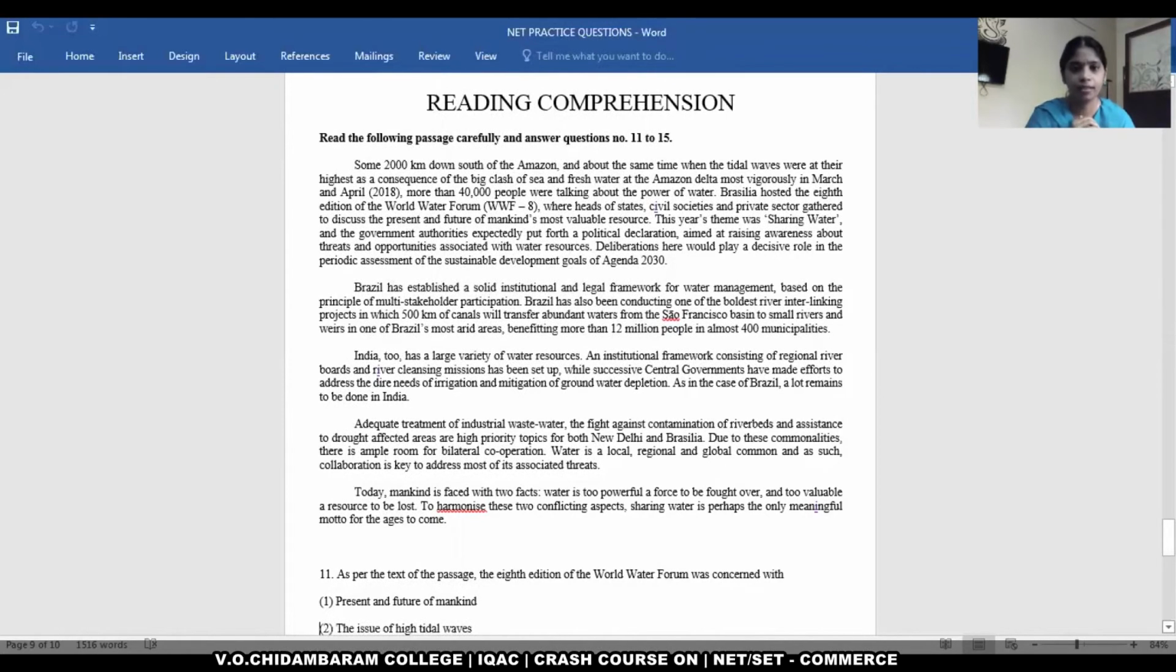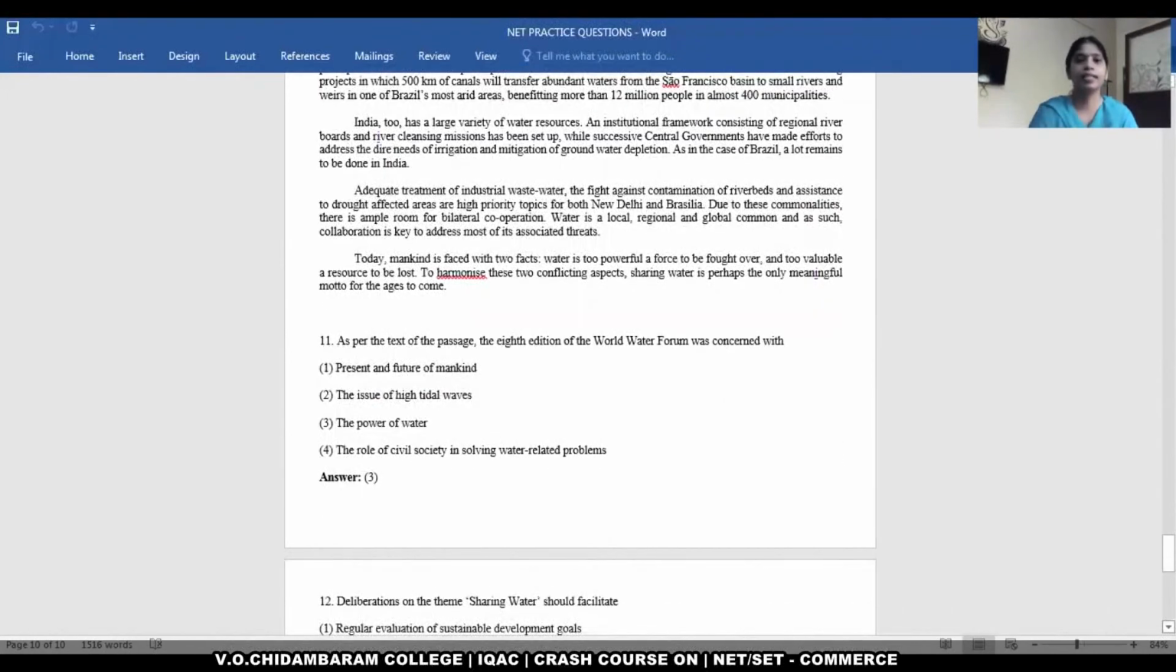The message is how valuable this resource is. So we have to save water. We have to save water for our future use. That is the message conveyed. So these things we have understood and identified. Now we'll move on to the questions. As per the text of the passage, the 8th edition of the World Water Forum was concerned with.